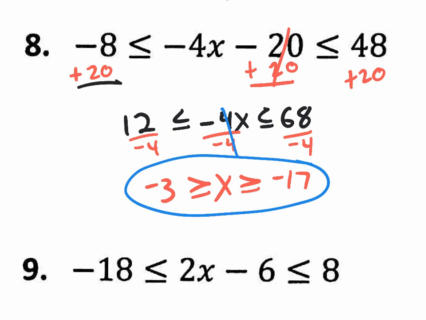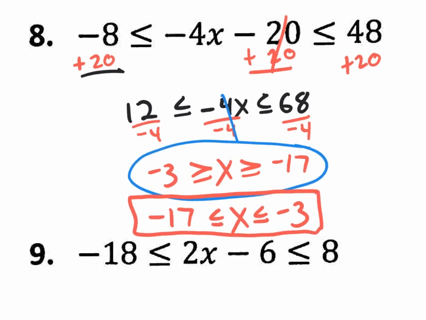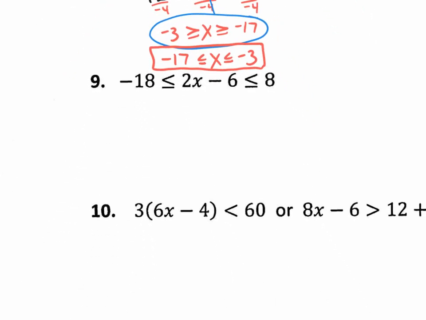So the smaller number should go to the left. The negative 17 should be over here. The negative 3, the bigger number, should be on the right. The x should be in the middle, which means that we need to flip these inequalities back to this. I believe this is how they're going to give you the answer on the multiple choice. I mean, technically this is not wrong, but this is way better looking, right? It's in order. Smaller number on the left, bigger number on the right. All right, so you guys should be able to do number 9 with that example.